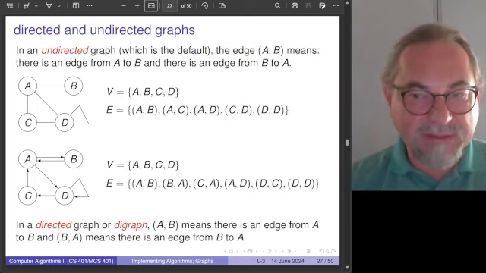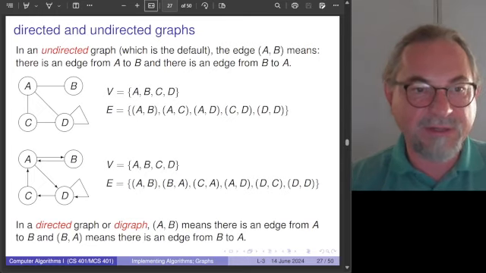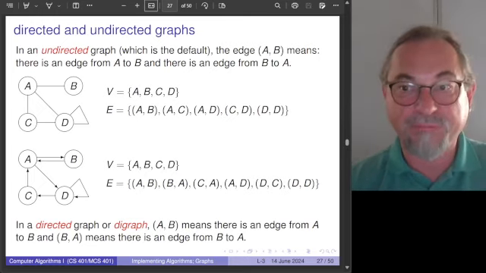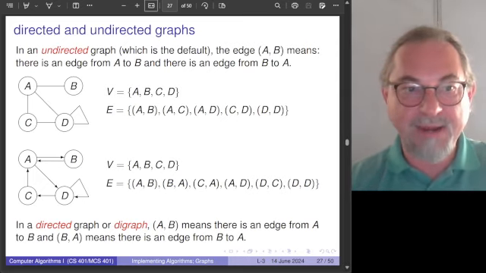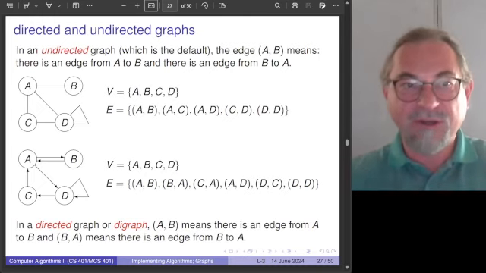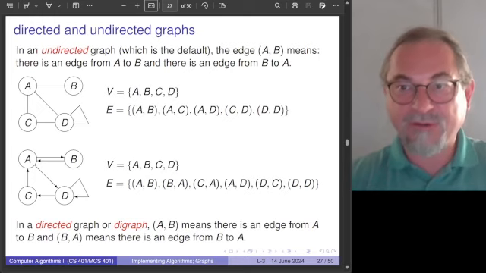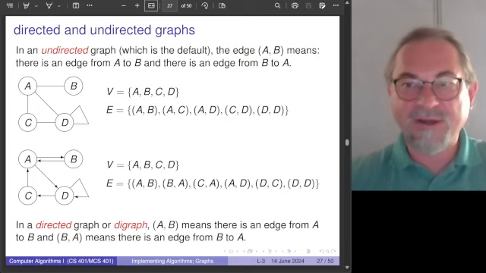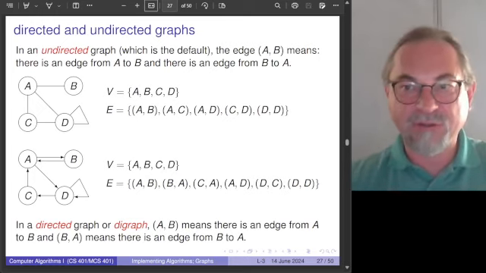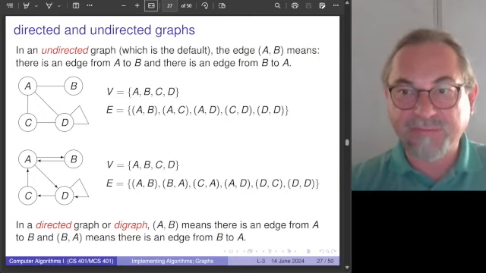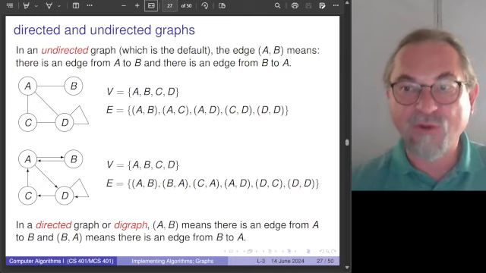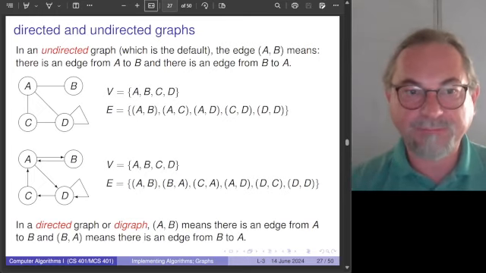But in this second graph here, the second example, which is an example of a directed graph, now we draw the edges by arrows, and now the direction matters. You could say with an undirected graph, all the roads are bidirectional. With a directed graph, actually the default is that traffic goes only in one direction.